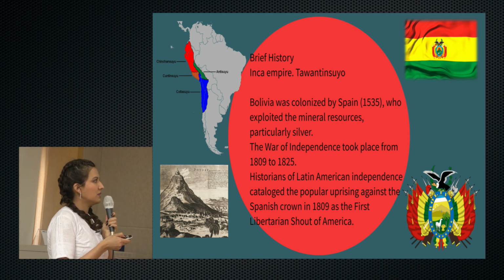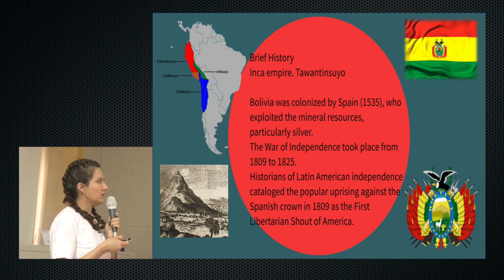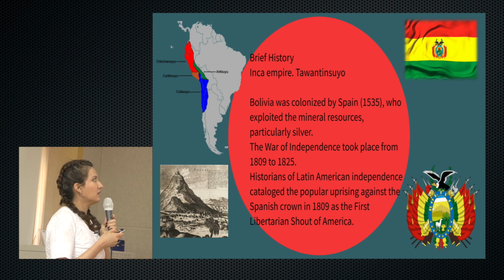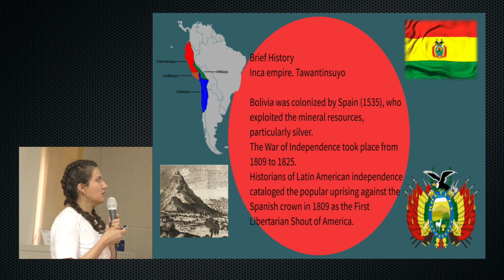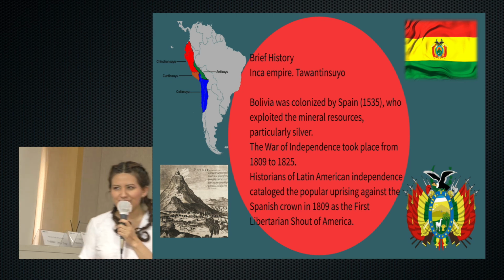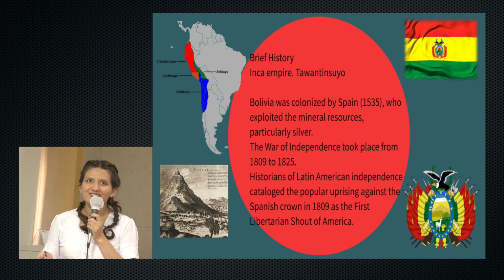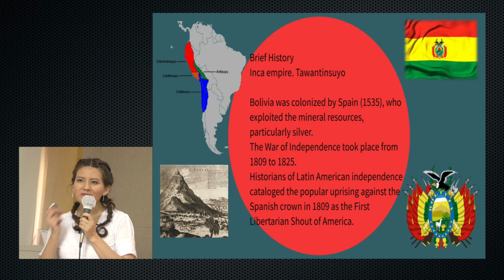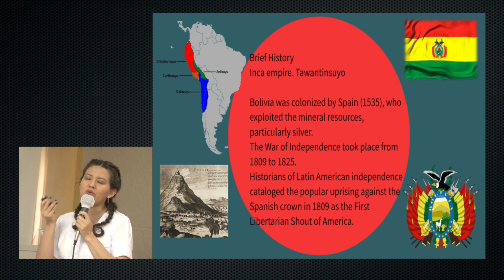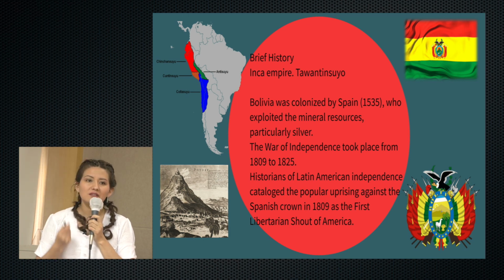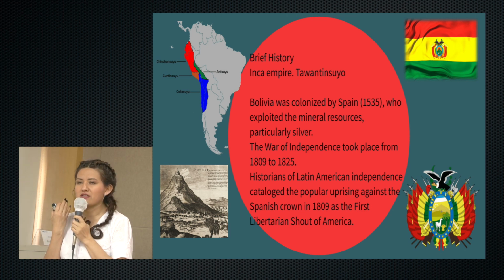Bolivia was colonized by Spain in 1585. They exploited mainly the silver. The history says that after they arrived in Central America, Colon saw in his diaries mainly poor people because they weren't wearing clothes, but they were wearing gold in the ears.